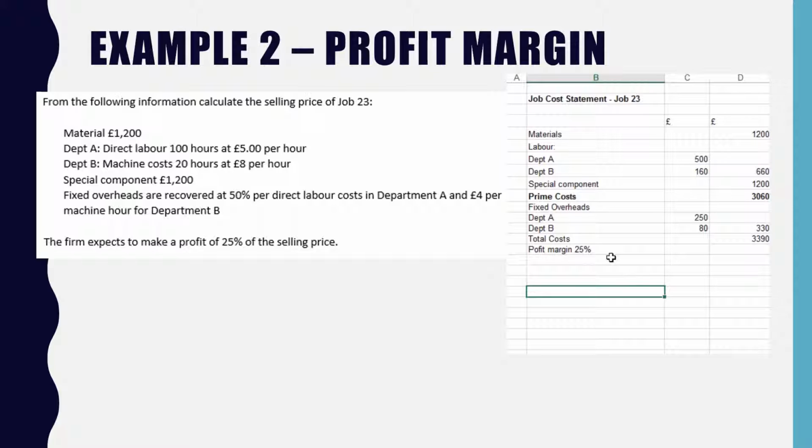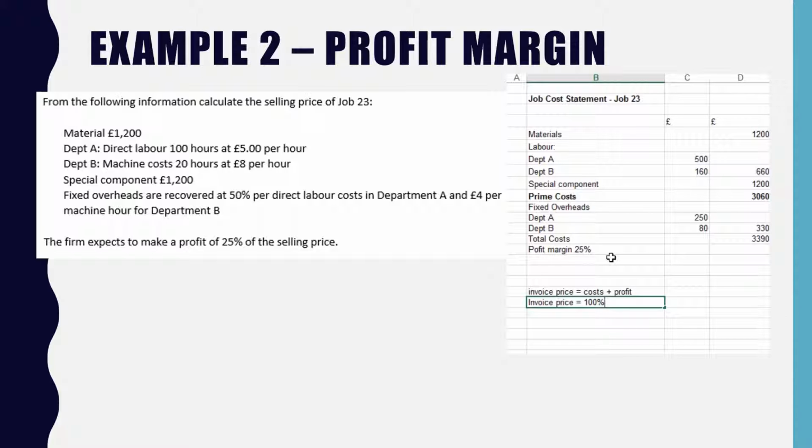Now that only makes up a portion of the invoice price. The invoice price equals the costs plus the profit. We don't know what the invoice price is at the moment because we don't know what the profit is, but we know that the total costs are 3,390. If we talk about our invoice price as being 100% of our overall price, that's the actual price that we give to the customer, so that value is 100%, and we'll look at how much of that is the costs.